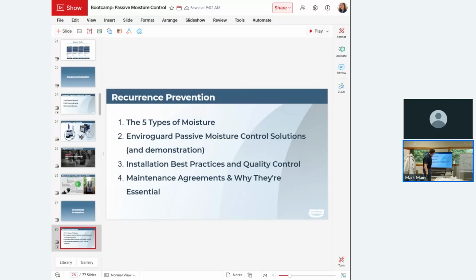And then we're going to talk about maintenance agreements and why they're essential for the long term of your business. So let's go ahead and get started with 5 types of moisture.